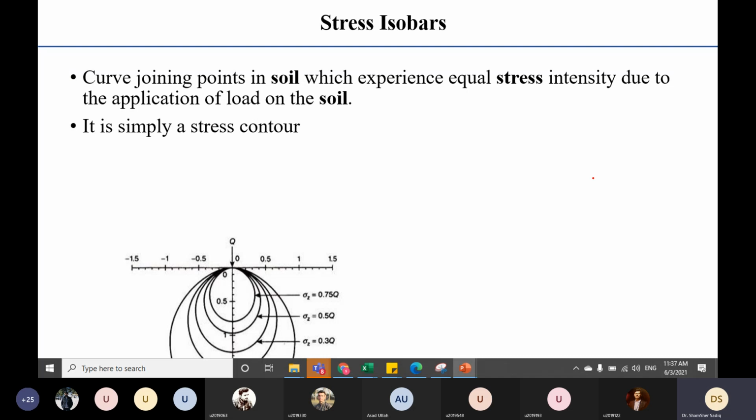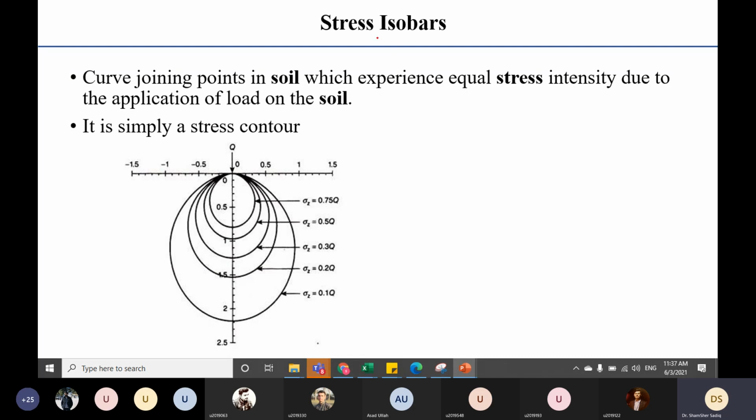Okay, so what happens in isobars? Iso means the same. So, for example, if this is the line, this line represents the same level of the stress. This bulb that you see represents the same level of the stress, that is why we call it an isobar. And this is sigma subscript z equal to 0.1 times q. If this is the point load, then if you calculate at a horizontal distance of 0.5, which is a normalized distance, I think this is b by z.